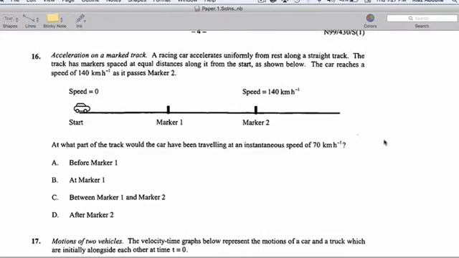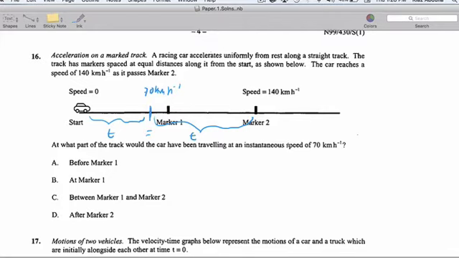16, let's be clear. So marker 1 is half of the distance, right? Now, when do we gain half of our speed? Let's be clear. So from here to here, we go 70 kilometers per hour. Let me explain why I say it's before marker 1. Because I have some time here and some time here, and these two times are equal for the travel.